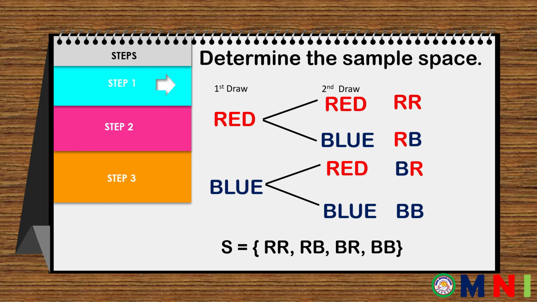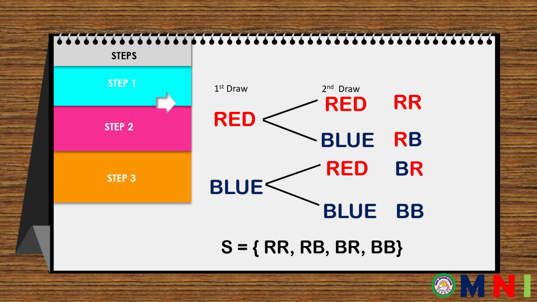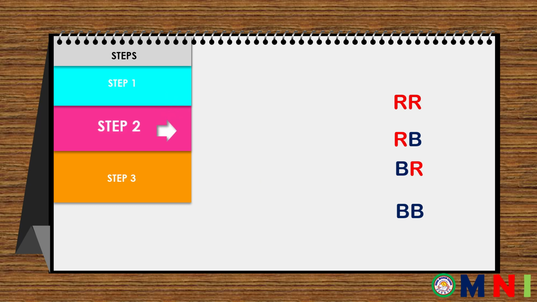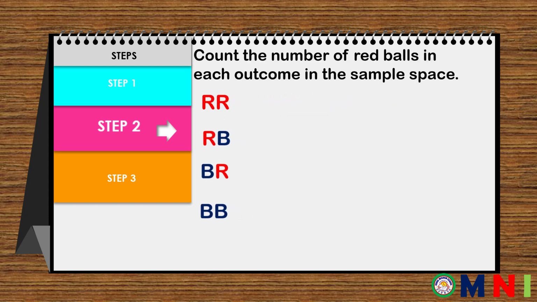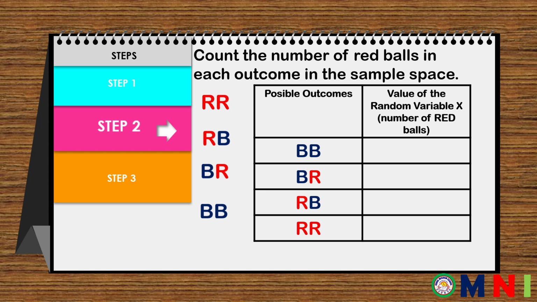Let's now proceed to step 2. In step 2, we need to count the number of red balls in each outcome in the sample space. So we have here the possible outcomes and the value of the random variable x, where x refers to the number of red balls.